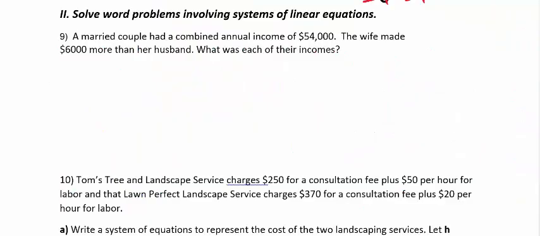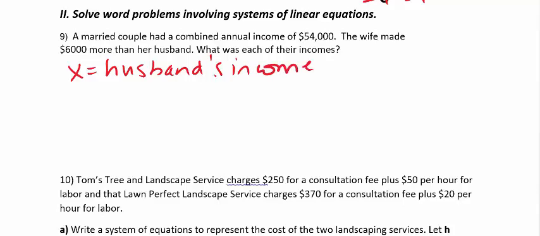Now we're going to solve word problems involving systems of linear equations. In number 9, a married couple had a combined annual income of $54,000. The wife made $6,000 more than her husband. What was each of their incomes? We can let x equal the husband's income, and then we can let y equal the wife's income.